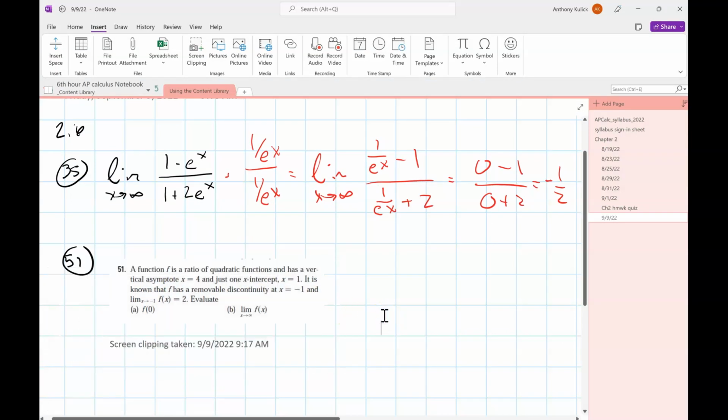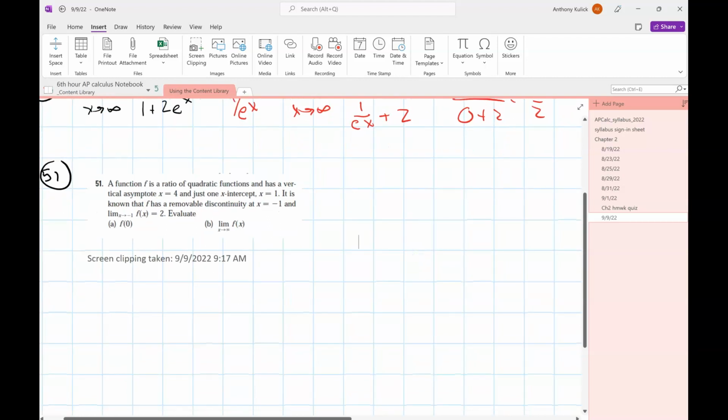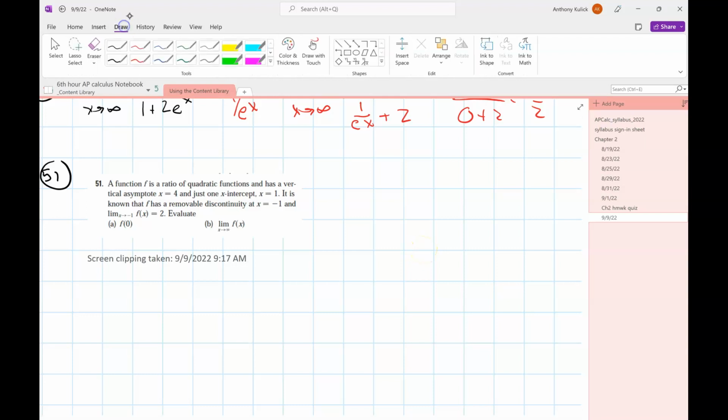All right, because that was just a lot of words. A function f is a ratio of quadratic functions, has a vertical asymptote of x equals 4, one x-intercept at 1, and has a removable discontinuity at -1. And then the limit as x approaches -1 is 2. Evaluate this.